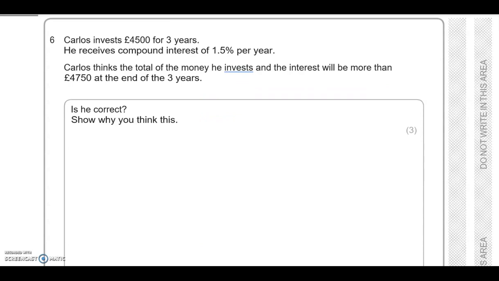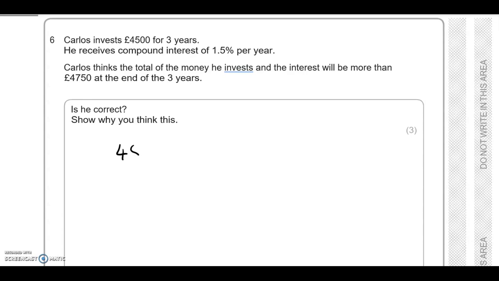Carlos invests £4,500 for 3 years. He receives compound interest of 1.5% per year. Carlos thinks the total of the money he invests and the interest will be more than 4,750 at the end of the 3 years. Is he correct? Show why you think this.